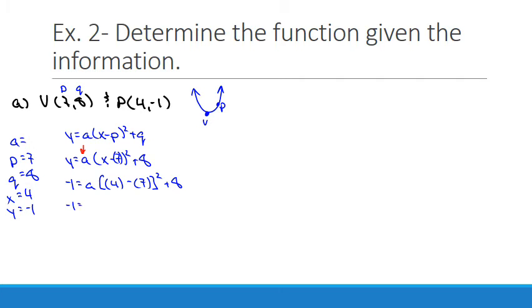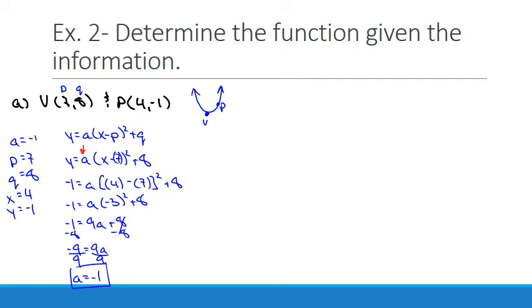So I'll do the brackets first. 4 minus 7 is negative 3, squared is 9, so negative 1 equals 9a plus 8. Subtract 8, subtract 8. Negative 9 equals 9a. Divide both sides by 9. a equals negative 1.